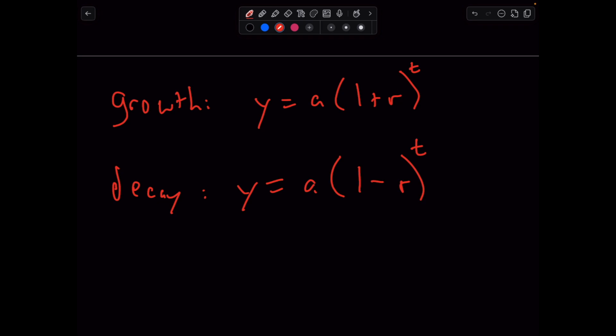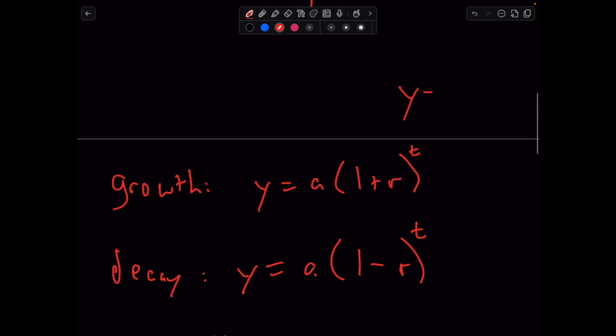So what does all this stuff mean? It's pretty straightforward. The a, this is your initial amount, your starting amount. So a is your starting amount. Just like we had before, we had y equals a times b to the x. It's the same idea, just b actually has a little different values in here now.